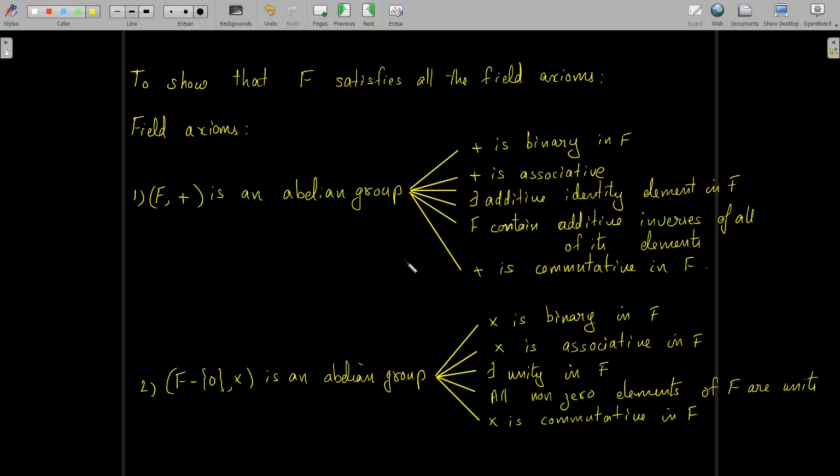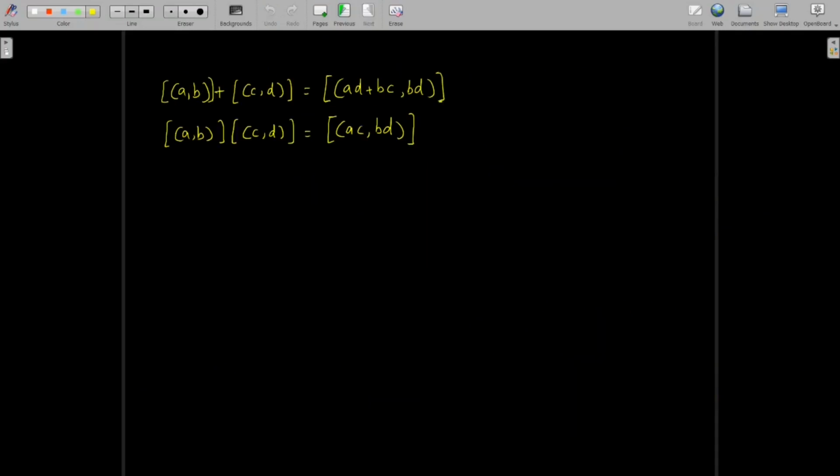So let us check the properties one by one. We have defined the addition and multiplication in this way: [a, b] + [c, d] equals the equivalence class [ad + bc, bd], and the equivalence class [a, b] times [c, d] gives [ac, bd]. So first of all, we have to show that these operations, addition and multiplication, are binary operations in F.